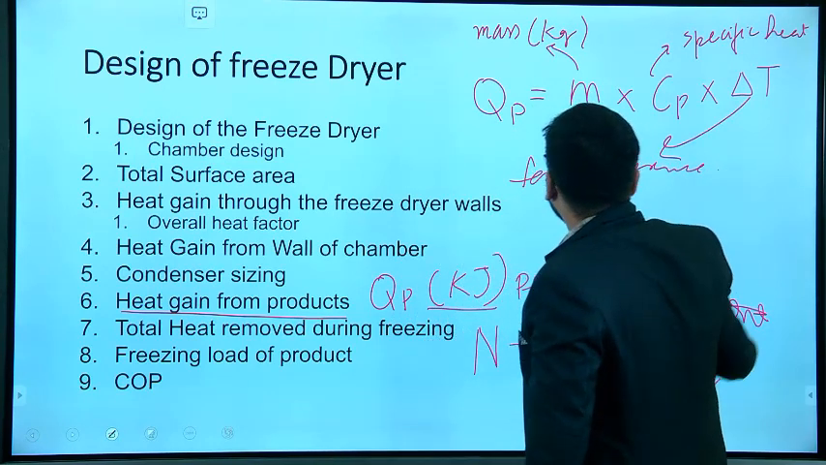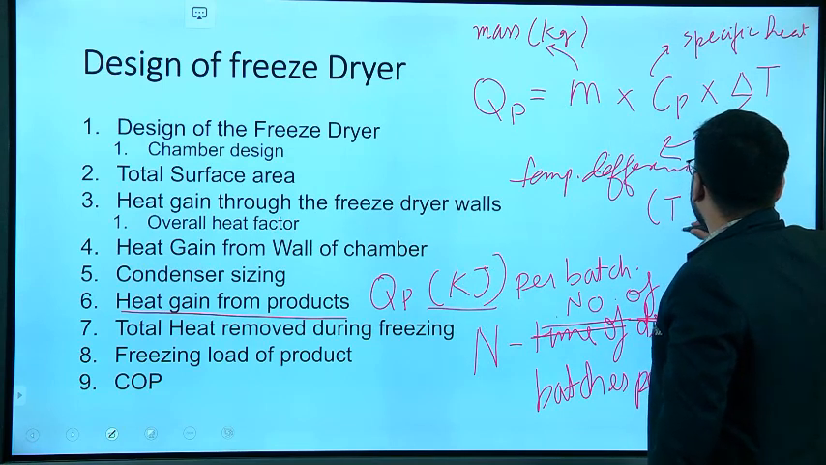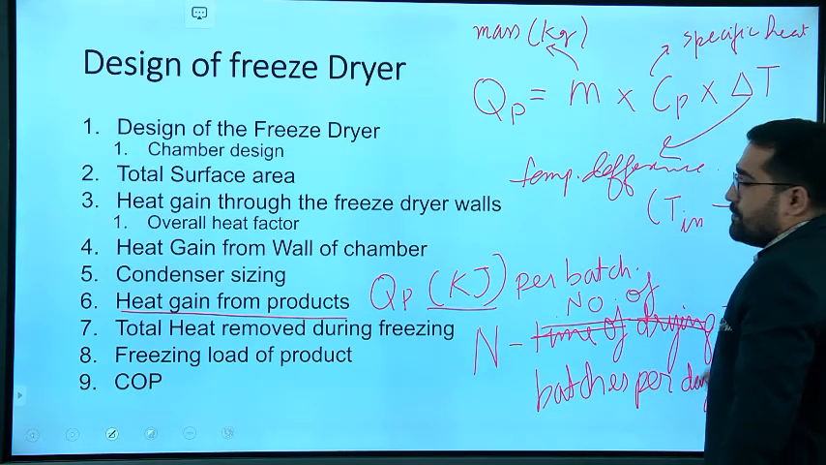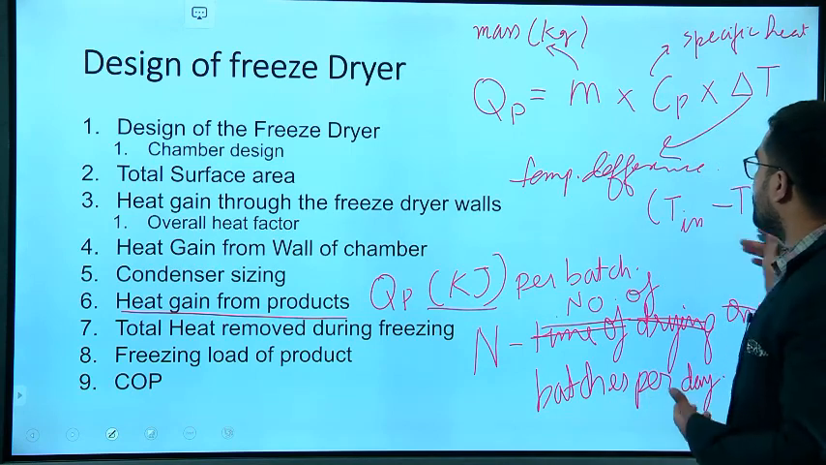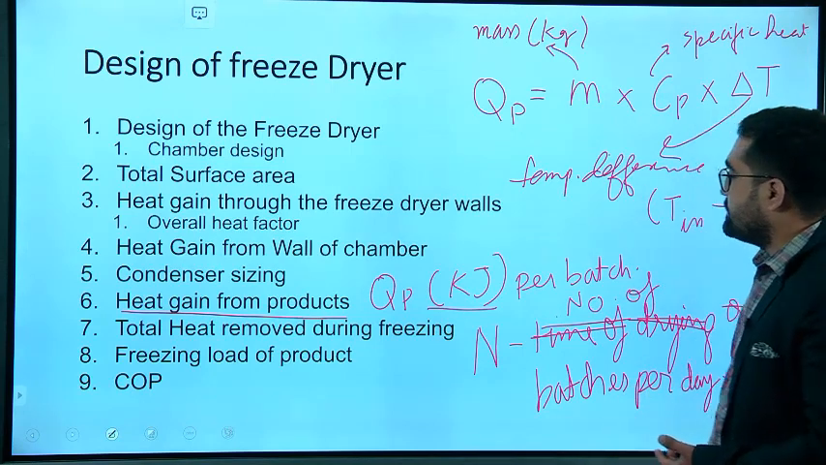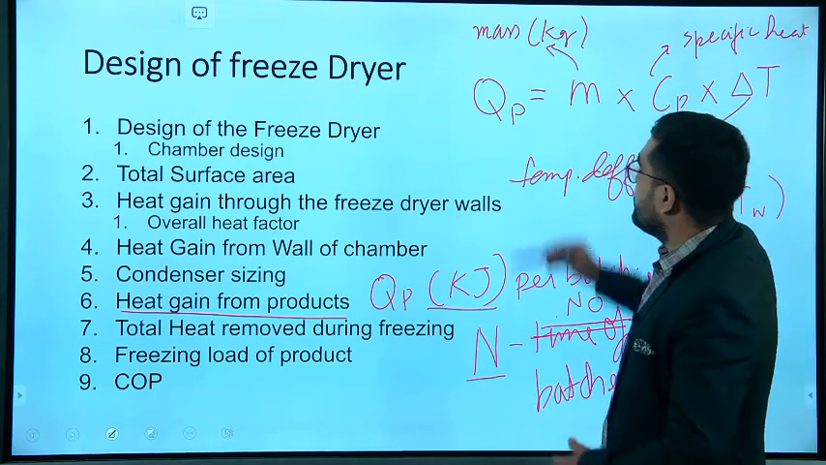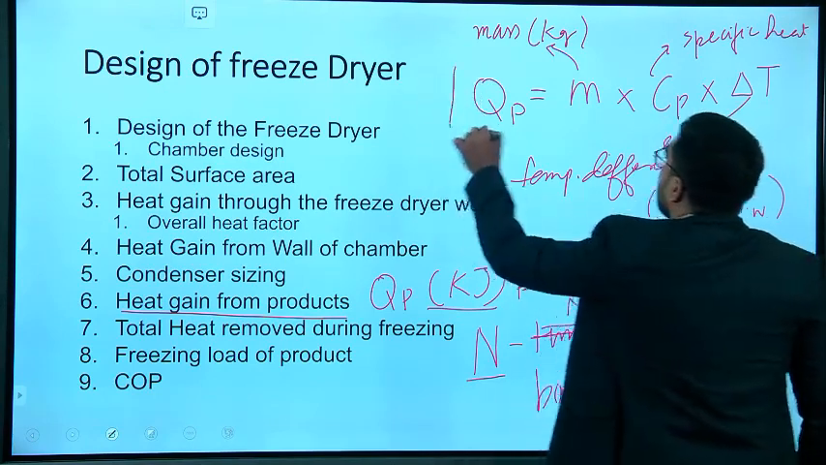Temperature difference means the initial temperature of the product minus the working temperature of the product, that is, the temperature at which we are freezing the product. N is the number of batches we are performing in a day. From this formula we will find out the heat gain.